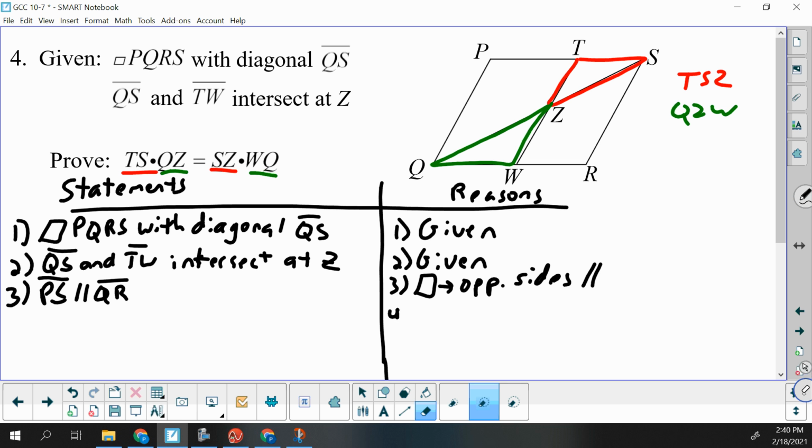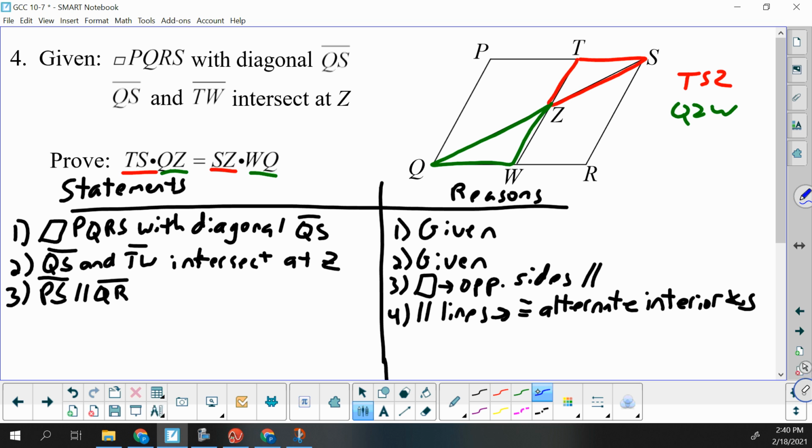And then from there, our proof's going to be really similar to the one we just did. So we're going to do parallel lines implies congruent alternate interior angles. So we could do a zigzag here. Let's call those 1 and 2. And we could do a zigzag here. Let's call those 3 and 4. So we'll have angle 1 congruent to angle 2, angle 3 congruent to angle 4.